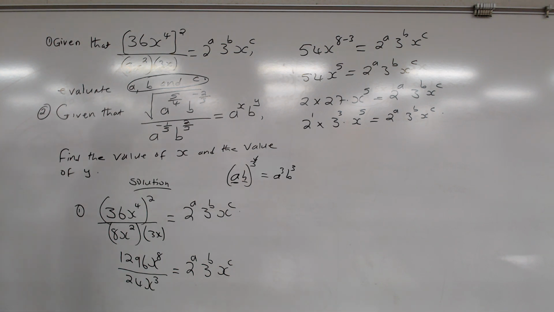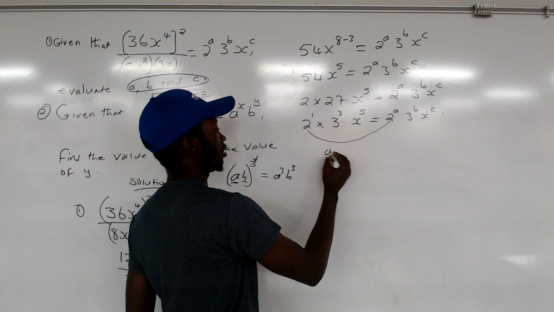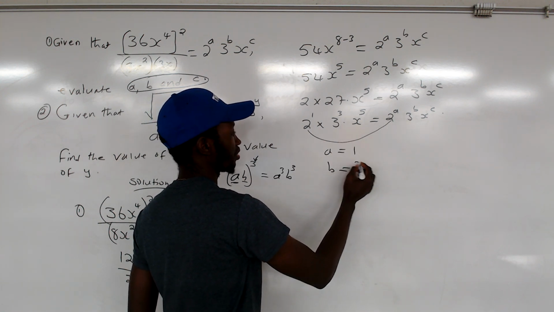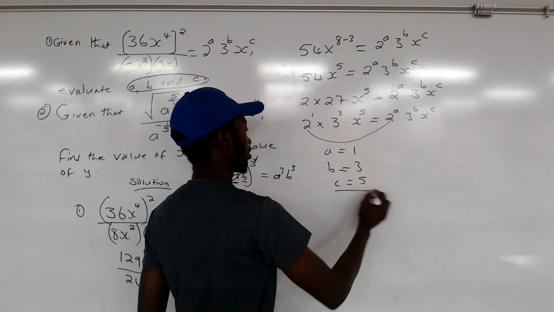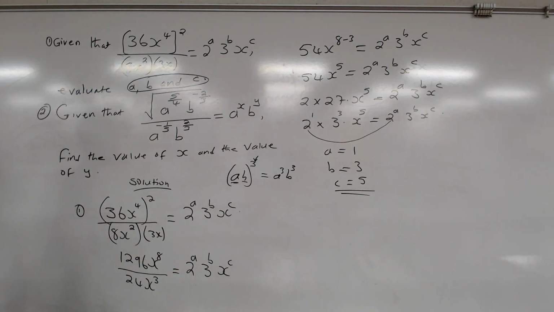So noting that, we compare this and this. a is 1. We compare 3 and 3, b is 3. We compare x and x, c is 5. So these are the values of a, b, and c. This is the end of the first part of the question. We are required to find the values of a, b, and c. I hope this is clear.